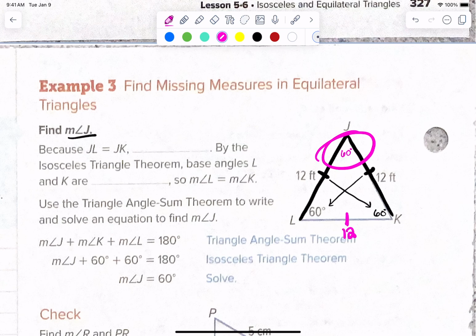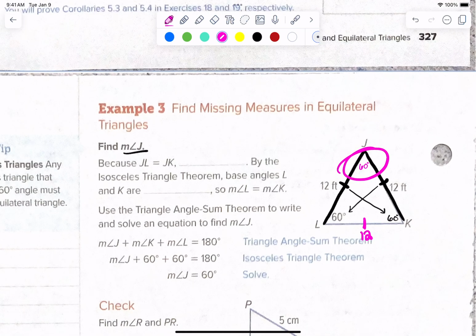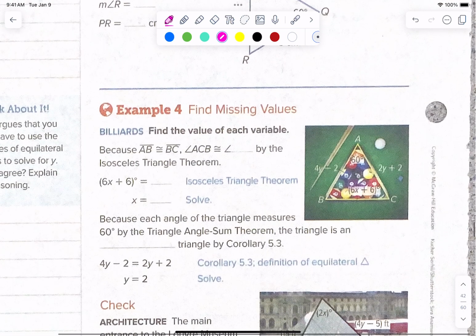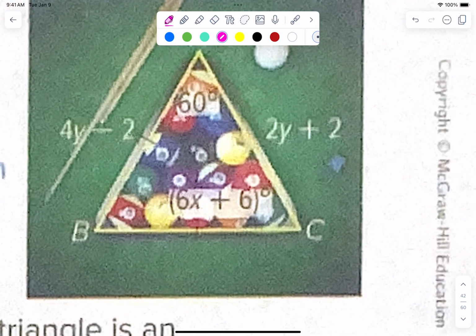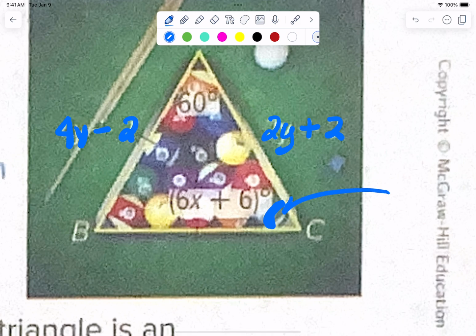Okay, we can't just jump straight to it being 60, because that's not necessarily true until we look at all the further information. All right, let's go to example 4 and then we'll be done. Example 4, here we go. All right, I'm going to rewrite this because I don't know if you guys can see this. This is 4y minus 2. And this is 2y plus 2. And this angle right here is 6x plus 6. And this top angle is 60.